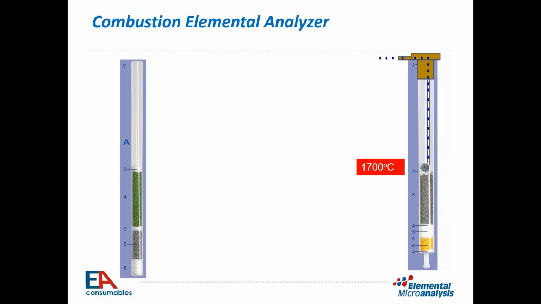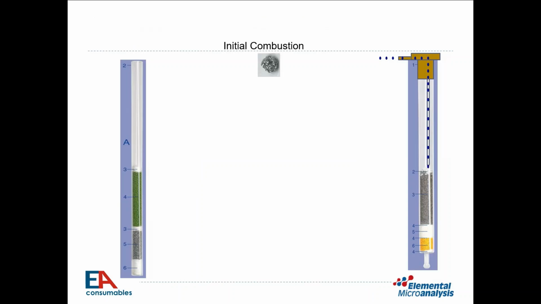The Carlo Erba system puts in a plug of oxygen and times the sample to drop so that the oxygen and the sample get there at the same time. The exothermic reaction of the tin container with the oxygen results in a very high temperature approaching 1700 degrees.